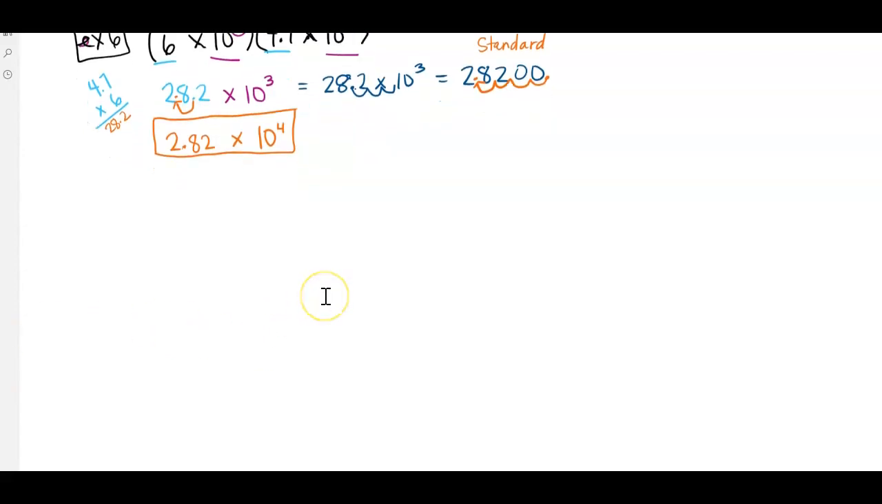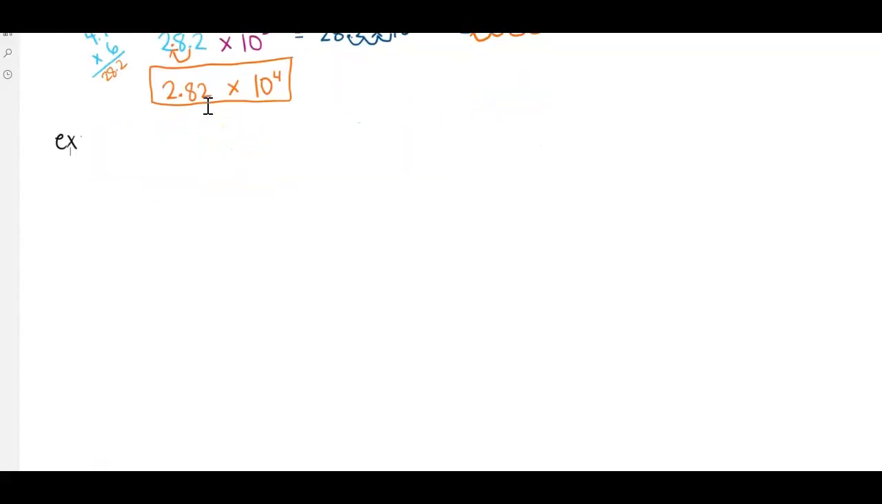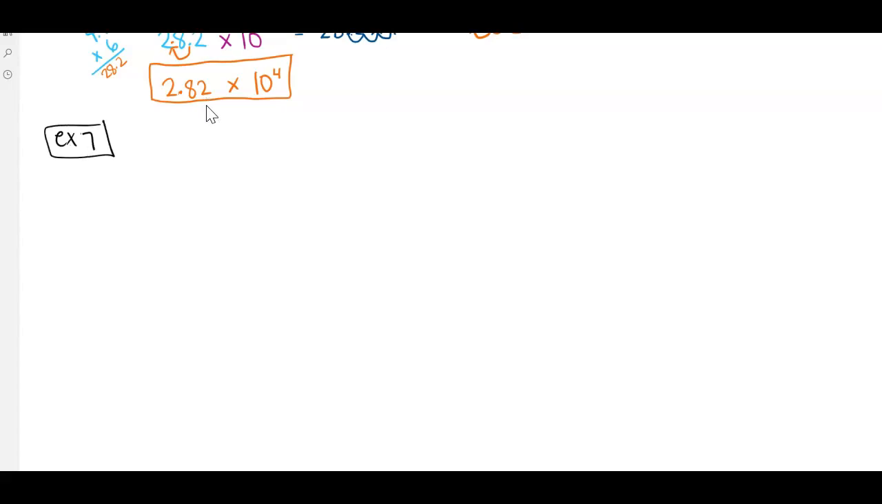Okay, let's try another one. On this next one, we're going to do a division one. Let me write this down first. Which example are we on here? 7. All right, so if I have 9 times 10 to the 7th power divided by 4 times 10 to the 3rd power.